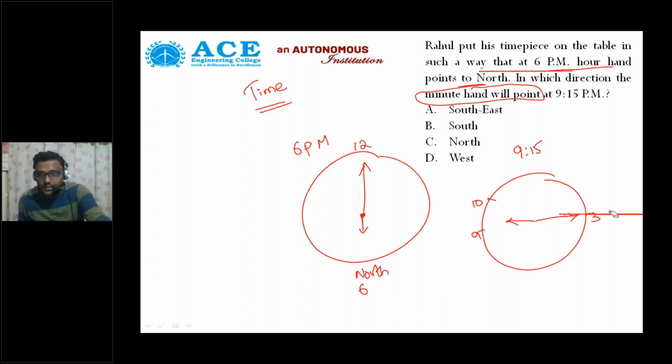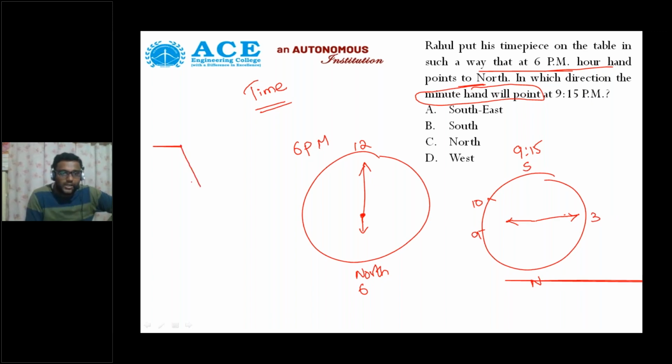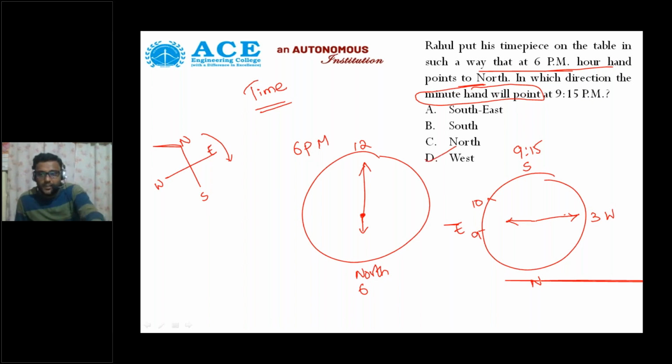Now see this, friends. The previous watch is there. This is north. Opposite is definitely south. But keep in mind, from north, when you go clockwise, next is east, next is south, then we get west. So north, this is east, this is south, this is west. Now the minute hand is facing west direction at 9:15. By the time 9:15, your minute hand is facing west. So the answer is west. Right? So hope you understand this.